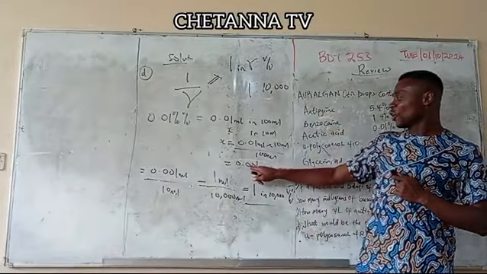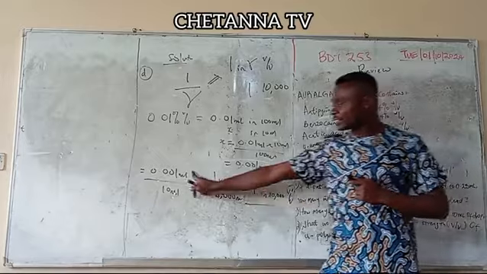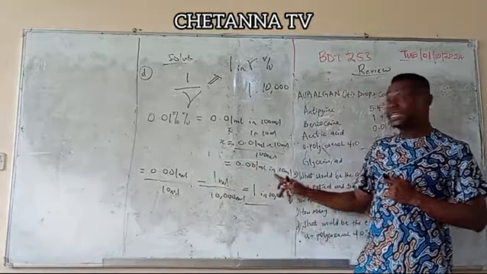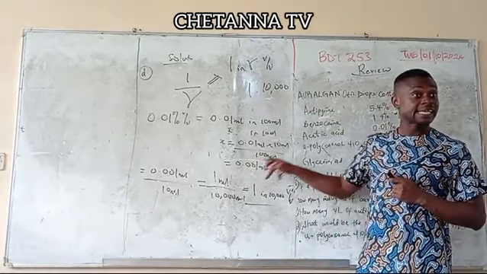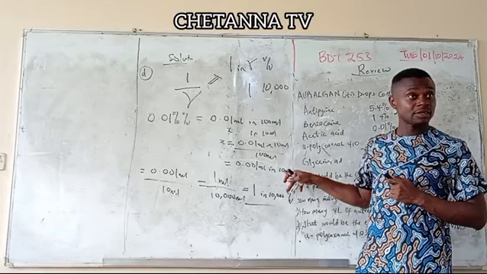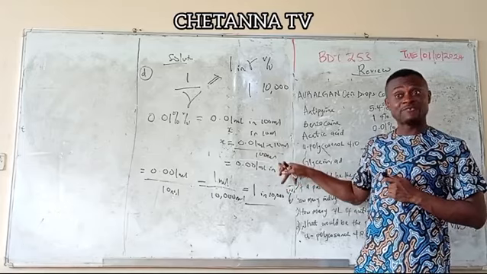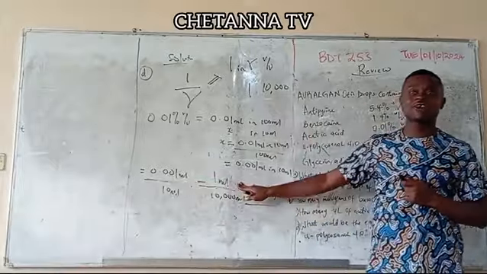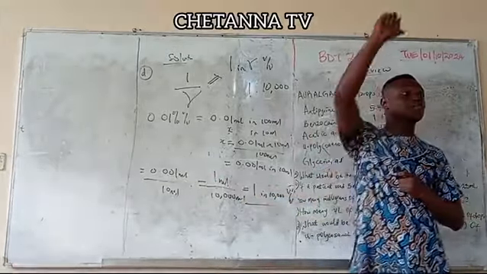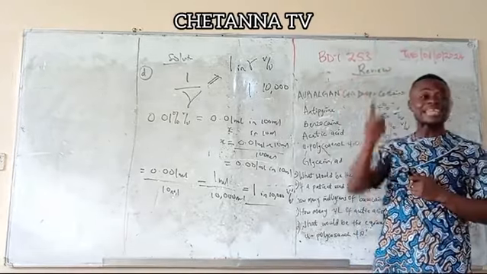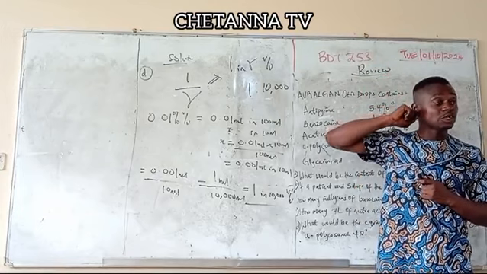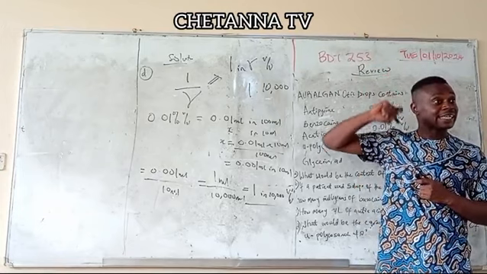So this is 0.01 mil in 10 mil. This is a ratio, hope you know. This in this is a fraction, hope you know. So we put it in this form. We then find the equivalent fraction in which the numerator is 1. So our target, listen carefully.